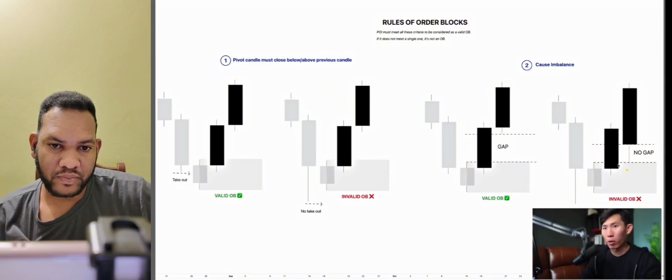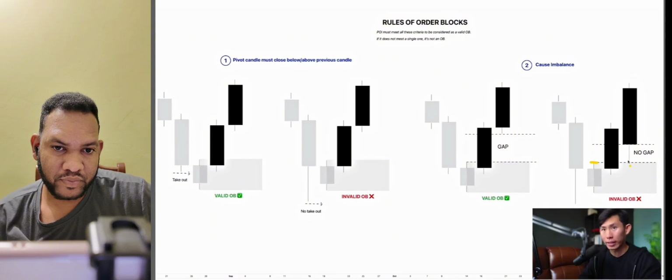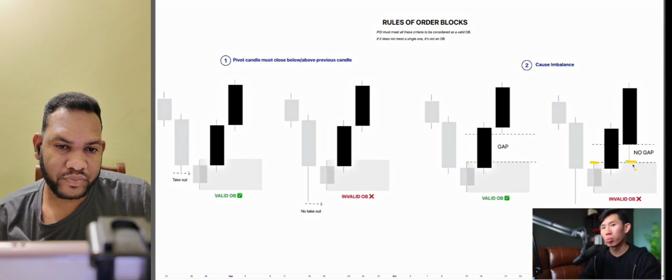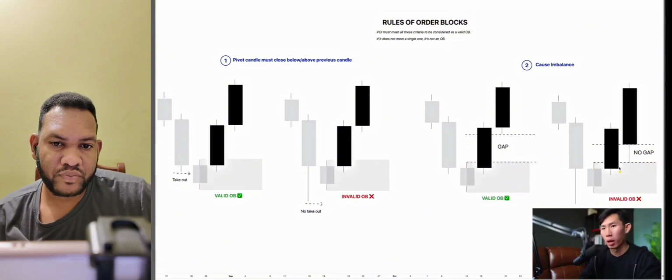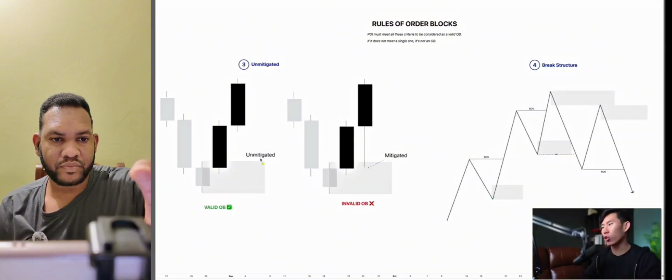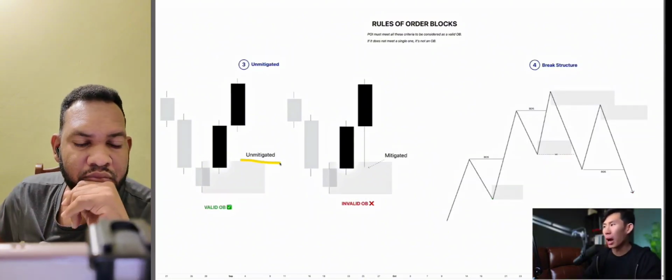And then in this example right here, there was actually no gap, because if you look at the high of this pivot candle and then you look at the low of the next candle, it's pretty much at the exact same price, right? So since there is no gap right here, this order block cannot be considered valid, therefore making it an invalid order block. The third criteria is that an order block must be unmitigated.